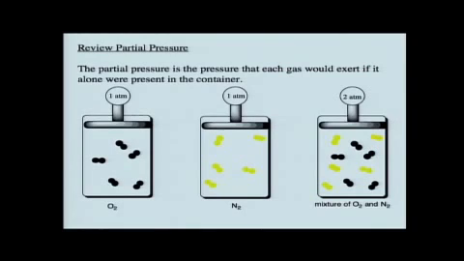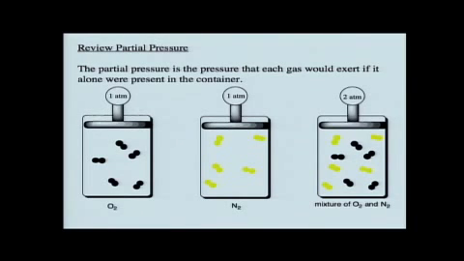So here's a little review, or for the first time, description of partial pressure. What is the definition? The partial pressure is the pressure that each gas would exert if it were present alone in the container. In this example, we have oxygen in a container with 1 atmosphere of pressure. In the second one, there's nitrogen in a container with 1 atmosphere of pressure.